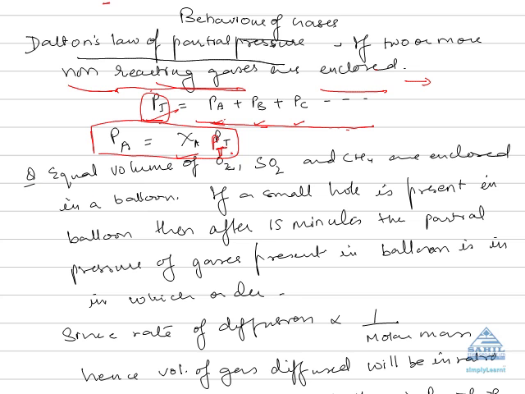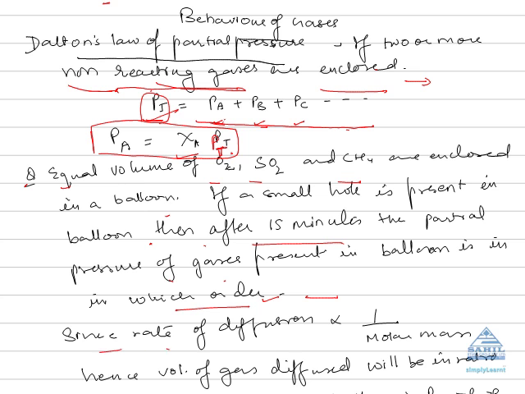Now let us take an example: equal volumes of O2, SO2 and CH4 are enclosed in a balloon. If a small hole is present in the balloon, then after 15 minutes the partial pressure of the gases present in the balloon is in which order? That is, you have to find the ascending or descending order of the partial pressures of the gases.